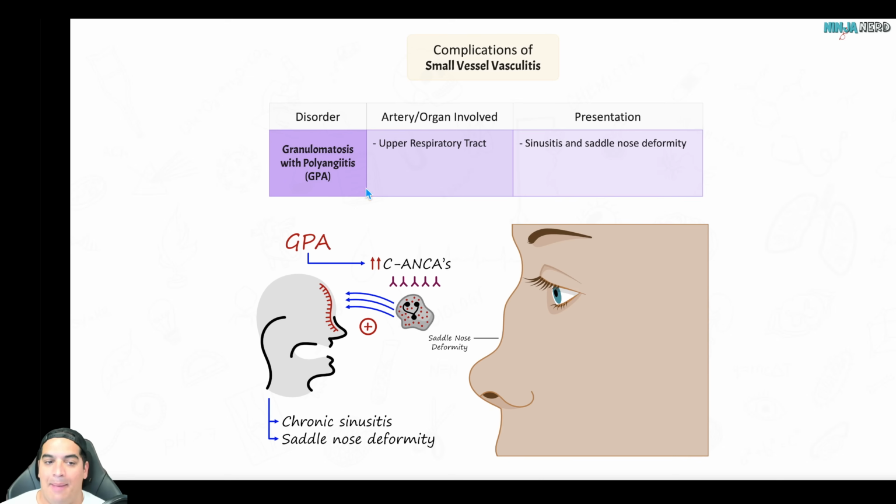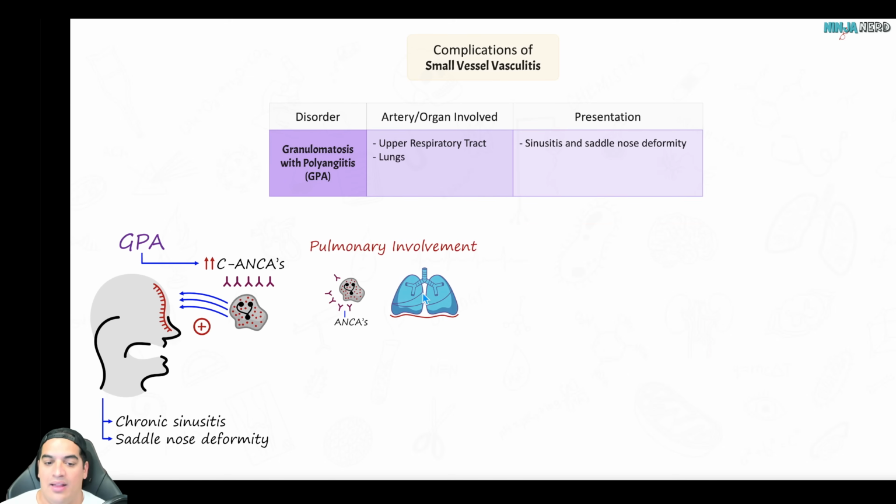Now, the other thing that happens with GPA is it loves to hit the lungs. It likes to hit the bronchial blood vessels and cause bleeding, which can present with diffuse alveolar hemorrhage, which can cause massive pulmonary infiltrates bilaterally and can cause ARDS. And it can even cause hemoptysis.